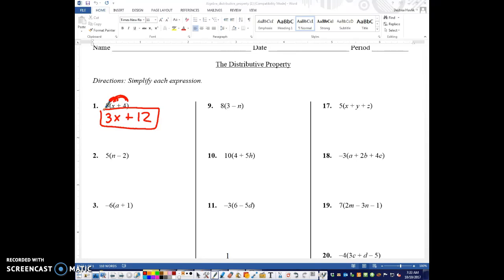The next one here, we're going to do 5 times n, which is what? 5n. And then we do 5 times negative 2, which is what? Negative 10. So minus 10.